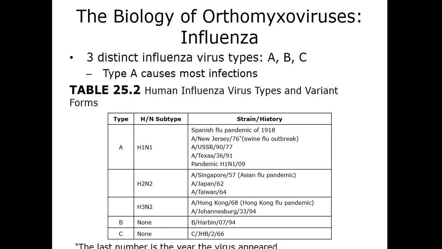So you can see some of the major pandemics. Here's the Spanish flu of 1918, which is the one we often hear about. The swine flu outbreak, the Asian flu pandemic. Those are some of the big ones that we have seen over the years.